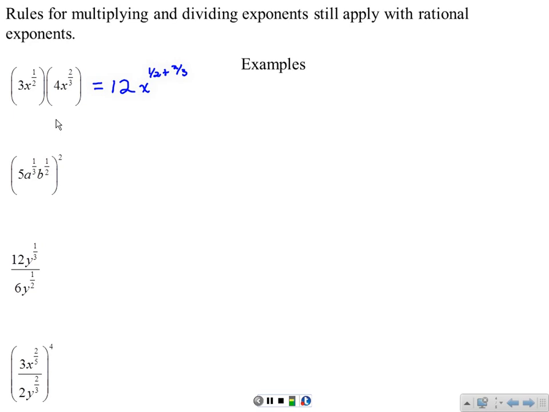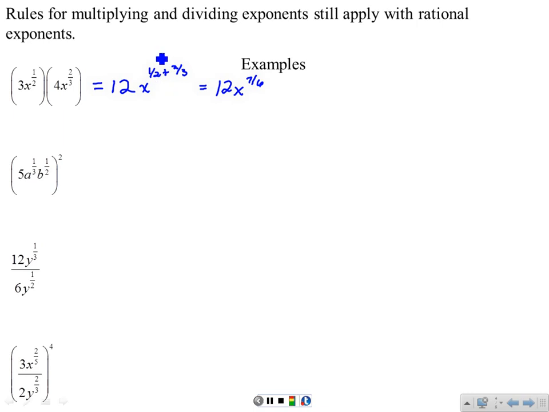So in your calculator, if you need to, just put 1/2 plus 2/3, or if you can do that in your head, that's fine too. But we don't need a mixed number. We need an improper fraction. So what we're going to get is 12x to the 7/6 power. So, no mixed numbers, just leave it as improper. Use your calculator if you need to. If you don't need to, that's great. But if you don't have a calculator, remember you've got to have a common denominator before you can put those together.